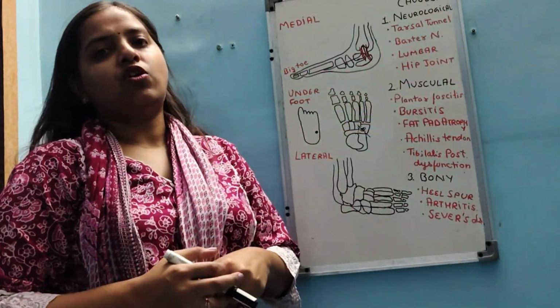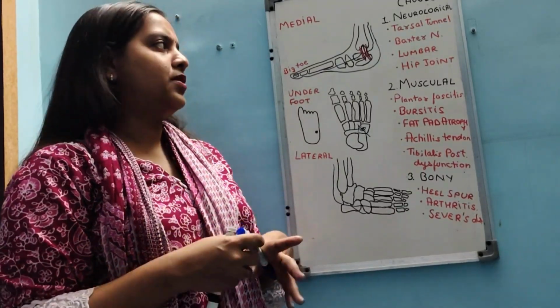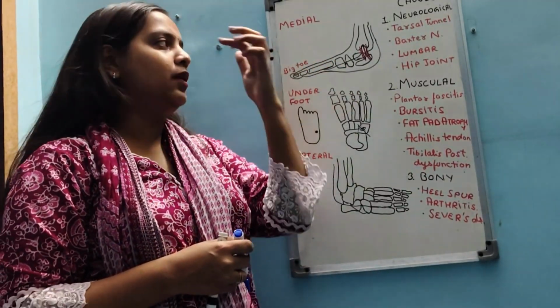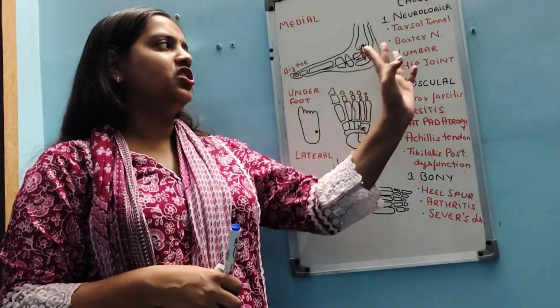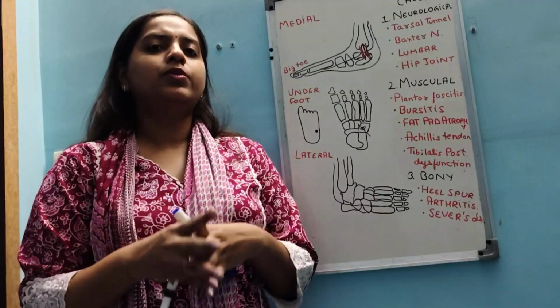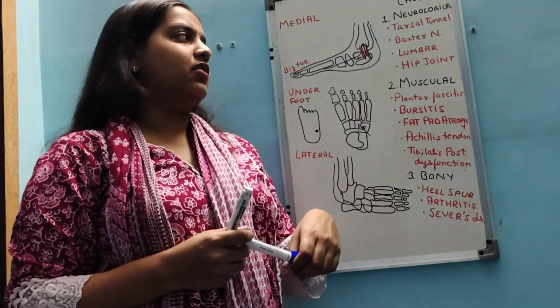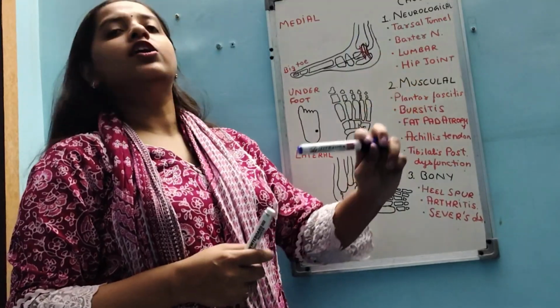Next, we have lumbar spine causes. Disc problems or back pain may also present as foot pain or heel pain. Then you have to differentiate. If your patient is complaining of pain in the back also, then you must tick out the spinal causes and sciatic nerve causes. Next is the hip joint.